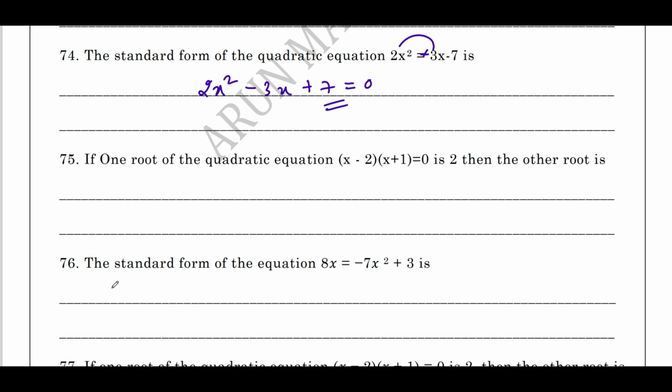If one of the roots of the quadratic equation (x minus 2) into (x plus 1) equals 0 is 2, the other root is what? Just you need to equate the factors: x minus 2 equals 0, x plus 1 equals 0. x equals 2, x equals plus 1, after shifting it becomes minus. The other root is minus 1.